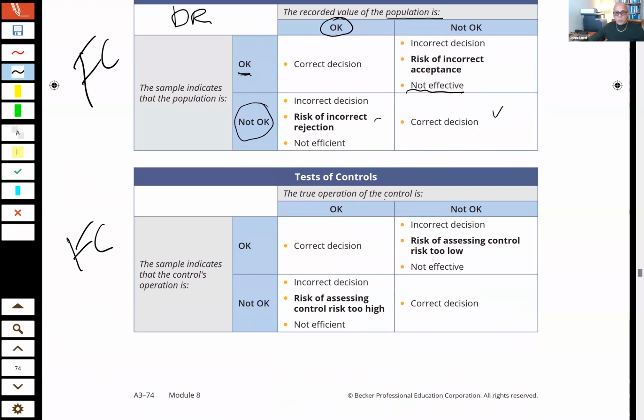For the tested controls, the sample indicates the population is okay and it really is okay. That's a correct decision. Sample indicates the population is okay and it's not okay. That's the risk of assessing control risk too low. The audit is not effective. Sample indicates the population is not okay and it's not okay. That's a correct decision. Not okay when it is okay: risk of assessing control risk too high. The audit is not efficient.